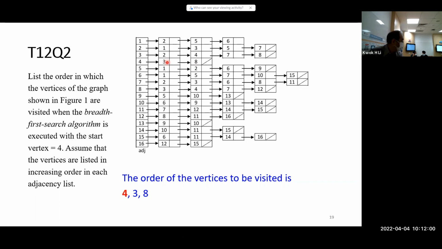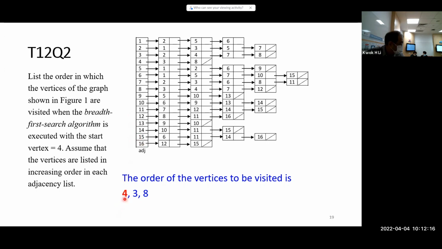The first one is 3. The data part is 3. The second one, the data part is 8. You go to visit the nearby nodes here, 3 and 8. So let me repeat again.